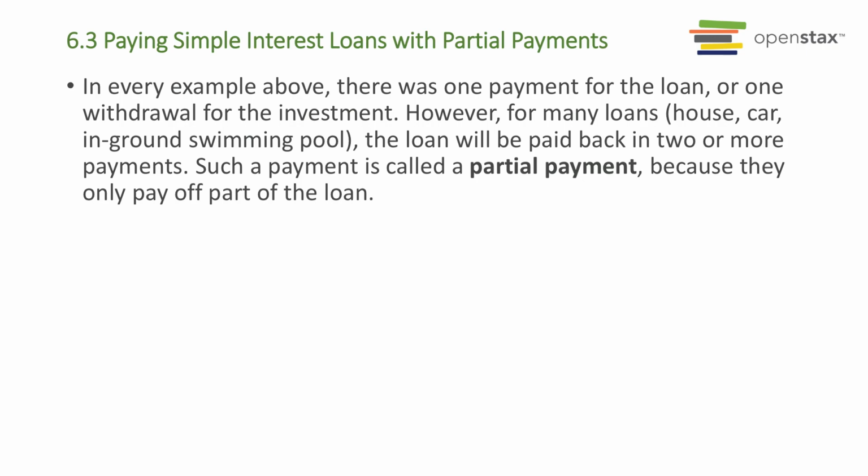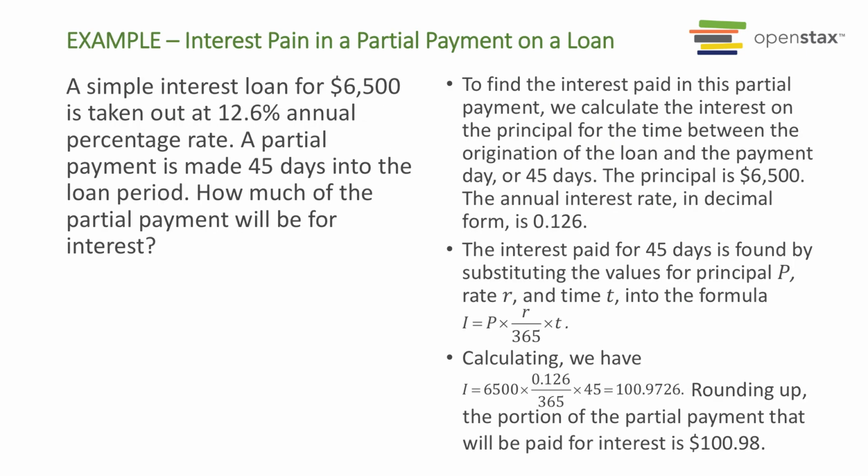Well, let's look at what happens if you do that to a simple interest loan. This is called a partial payment. So if you're not going to pay everything off, including the interest, because if it's a loan, you have to pay off the full interest. But if you make a partial payment and only pay off part of the loan, what does that do to impact the interest? So let's take a look at an example.